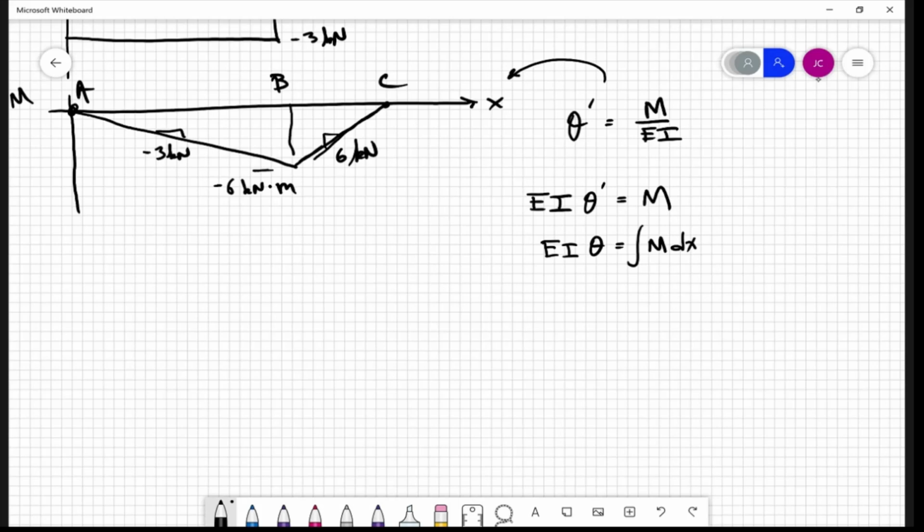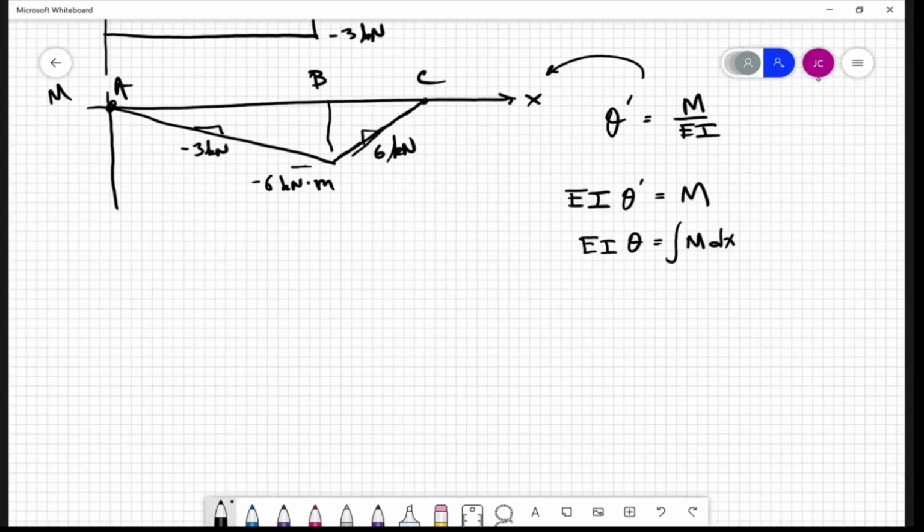All right. So I think what we did last time too is we were able to analytically get the moment as a function of x from the diagram up here as follows. From point A to B in that region, the moment curve is -3x, and that's from x. I'm going to drop the units on here just to make it a little bit easier, but obviously all the forces are kilonewtons and the lengths are all meters, okay? So this is going to be from x between 0 and 2 meters, all right?